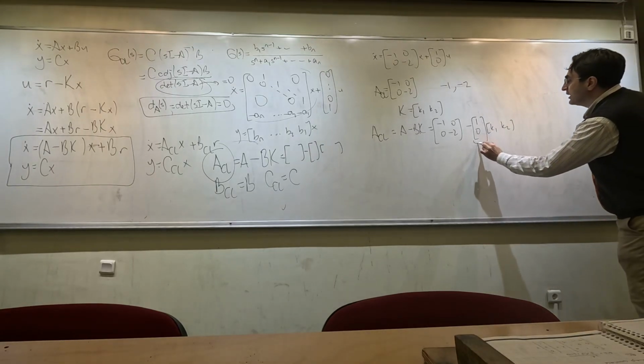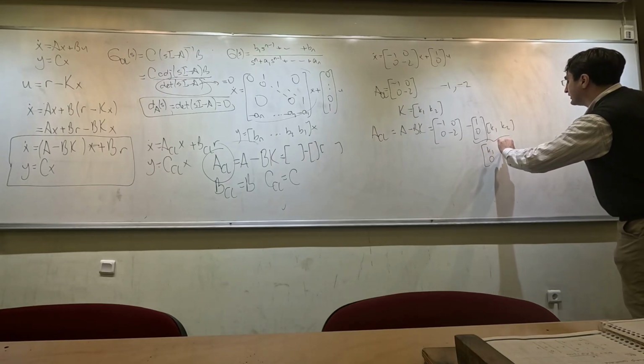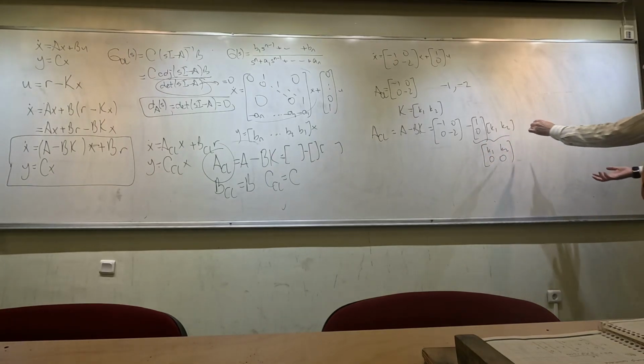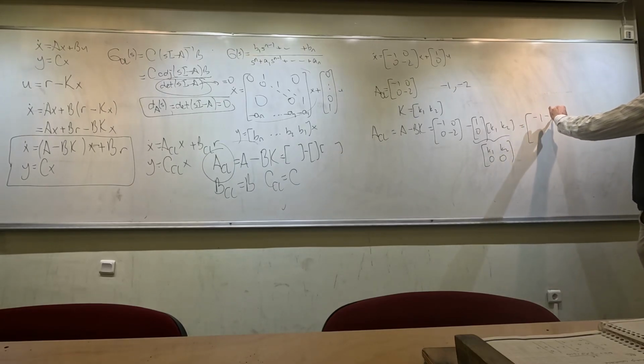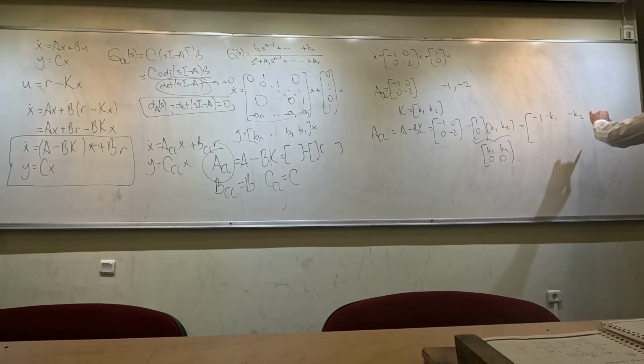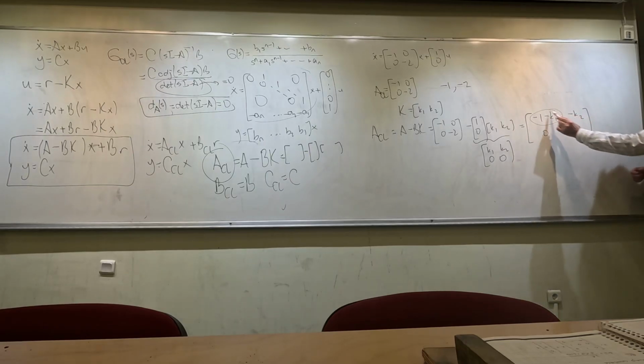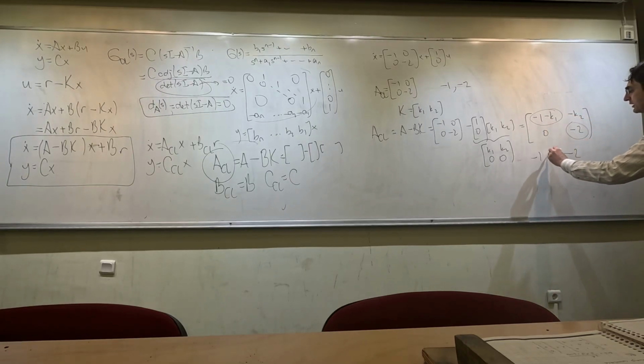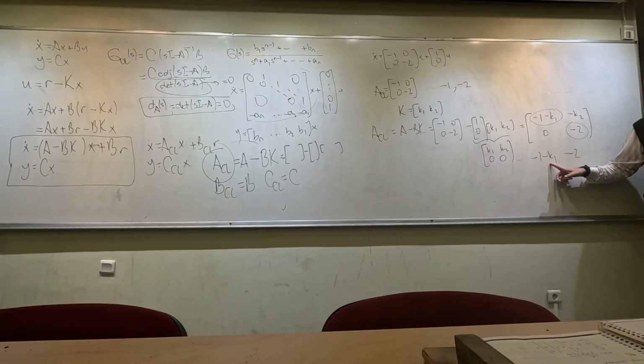Okay? And then if I calculate BK, it's going to be [K1, K2; 0, 0]. And when I do this subtraction, I will obtain the following: -1 minus K1, minus K2, and then -2 and 0. Okay? Where are the closed loop poles? The eigenvalues are the diagonal elements. The closed loop poles are at -1 minus K1 and 0. Okay? By choosing K1, I can change this closed loop pole location. But K2 really does not change anything. And the other eigenvalue, the other pole, remains fixed.